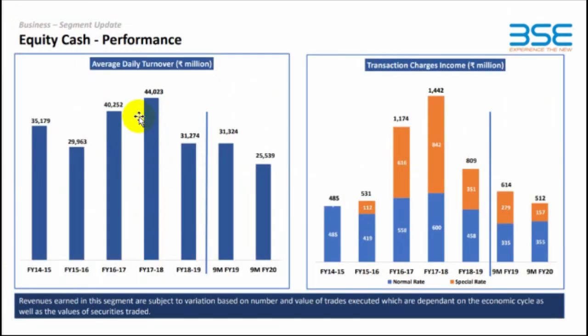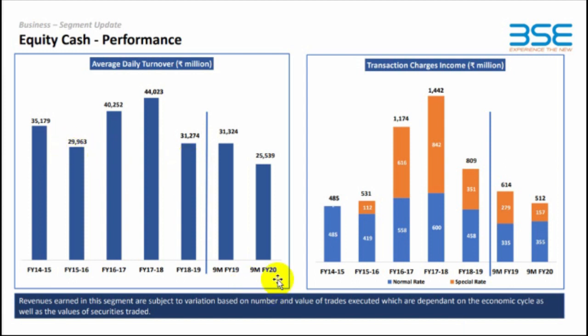Let us look at how the equity cash has performed as a segment of the business. In fiscal year 14-15, the average daily turnover, that is in millions of rupees, was 35,179 million. This is the amount of turnover, buying and selling, that happened in FY 14-15. The maximum it reached was in fiscal year 17-18 at 44,000 million. In 18-19, the average daily turnover dropped to around 31,274 million, the lowest in these years.